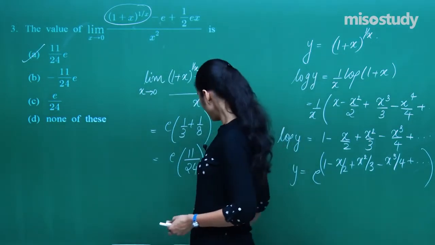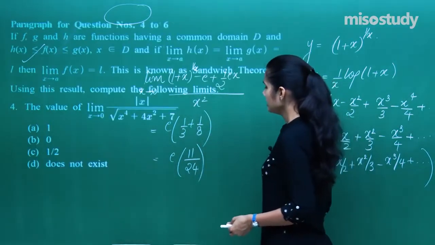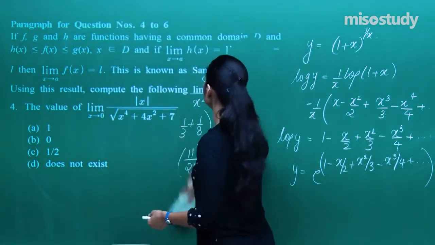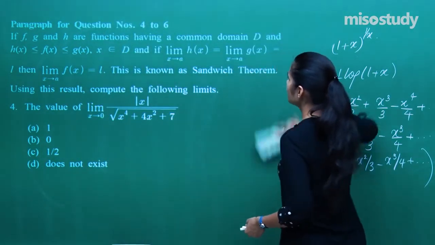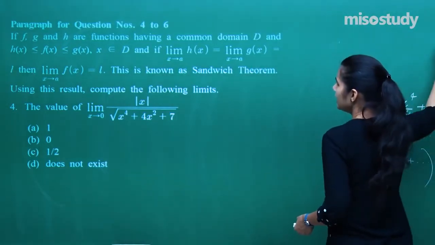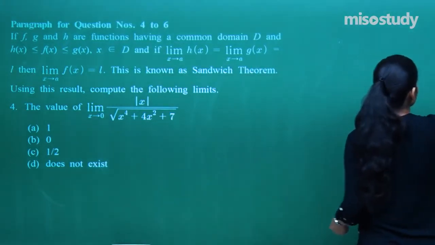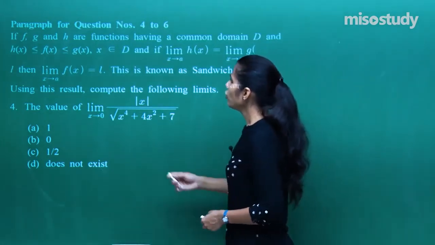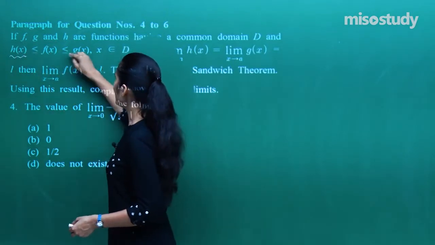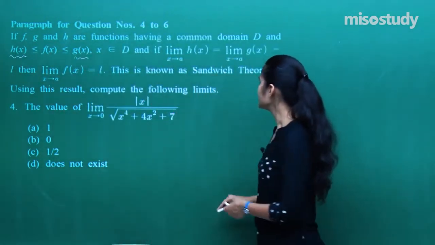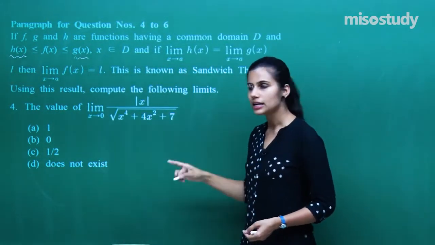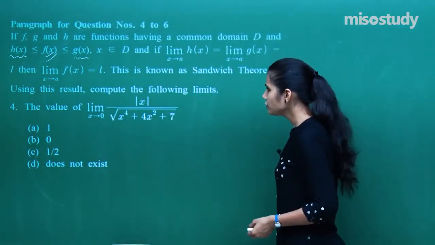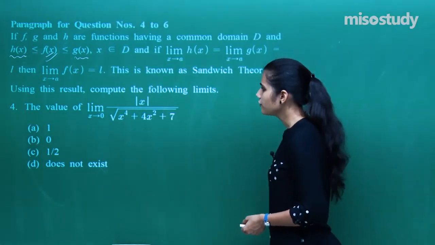Clear? Moving on to the next question, we have a paragraph question which is giving us the description of a certain definition. It is saying that f, g and h are functions which have a common domain D, and f(x) is sandwiched between g(x) and h(x). If the limit of h(x) and g(x) at a certain point is the same, then that itself is the limit of f(x) also at that point. This is known as the sandwich theorem. Using this result, compute the following limits.